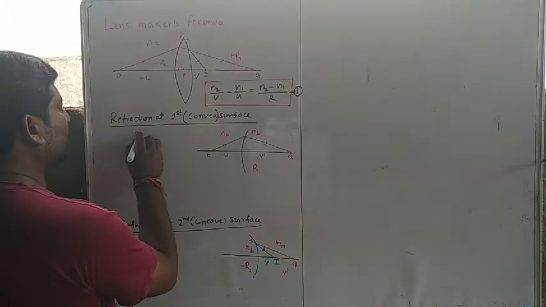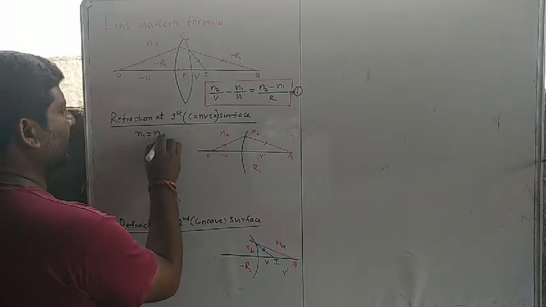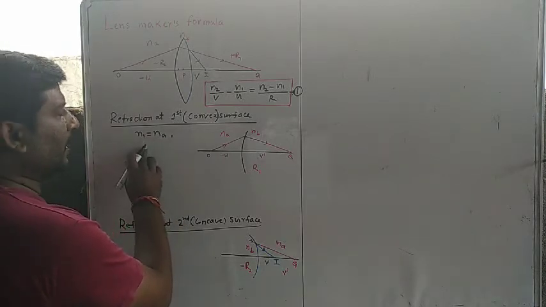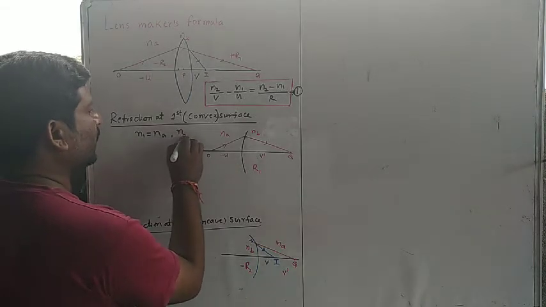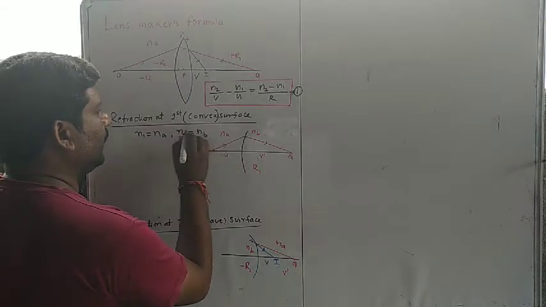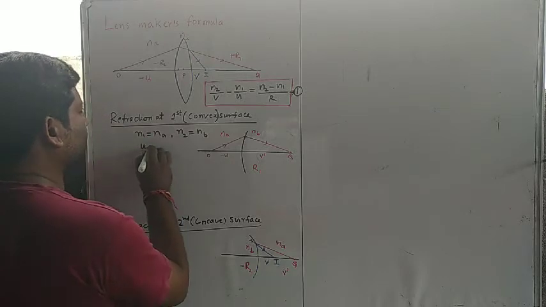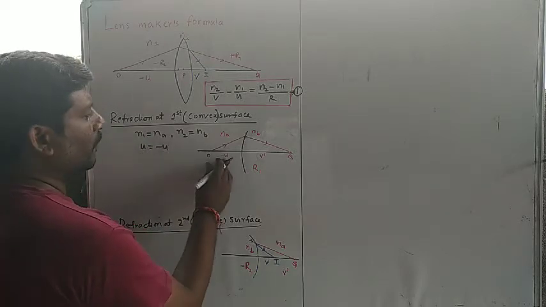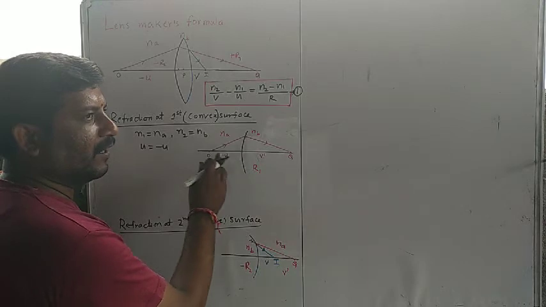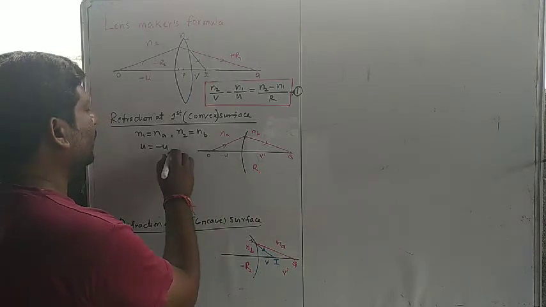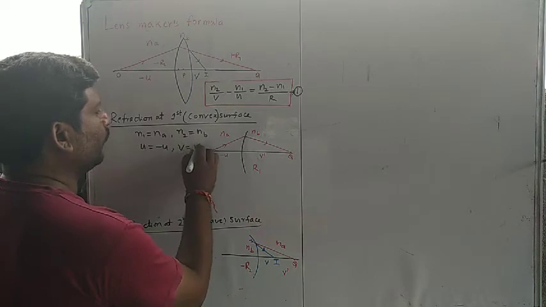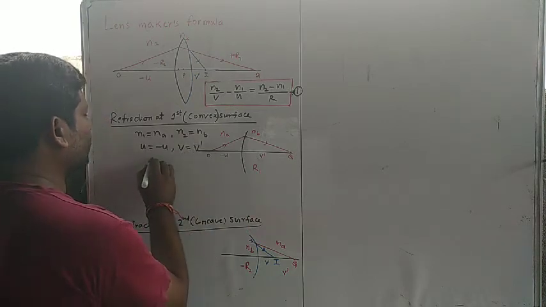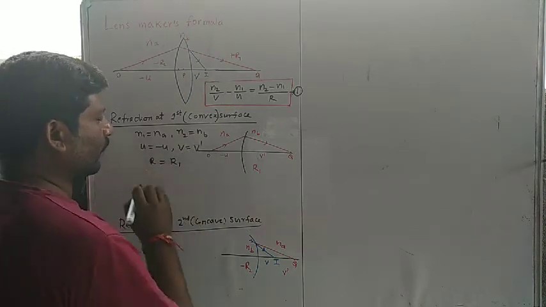So first medium refractive index N1 is equals to NA. Second medium refractive index N2 is equals to NB, and the object distance U equals to minus U, because it is measured in the opposite direction of incident ray, and image distance V is equals to V dash, and radius of curvature R is equals to R1.